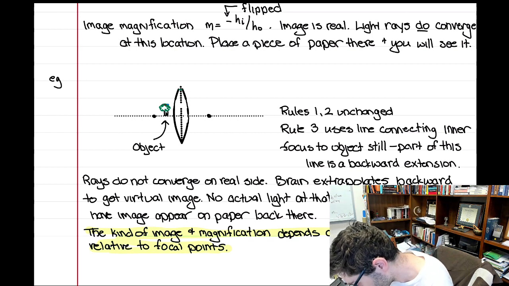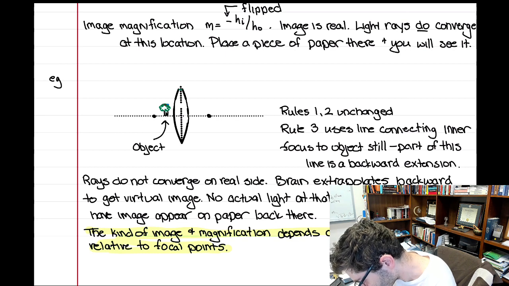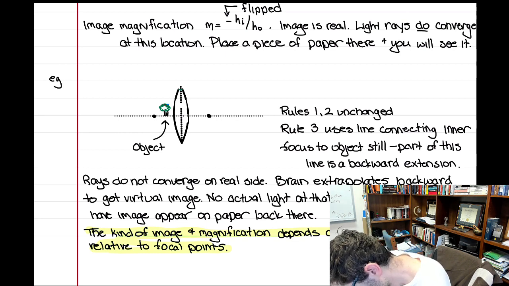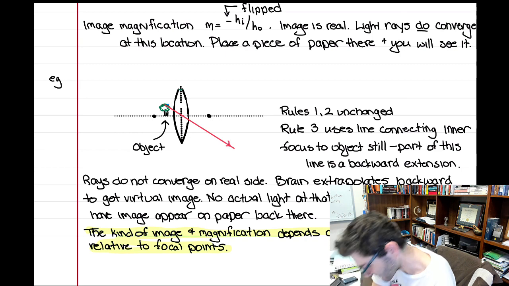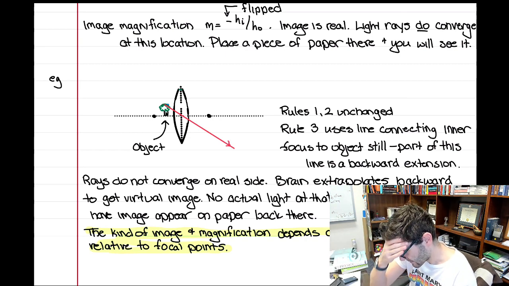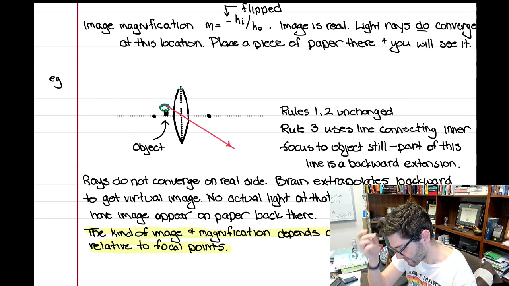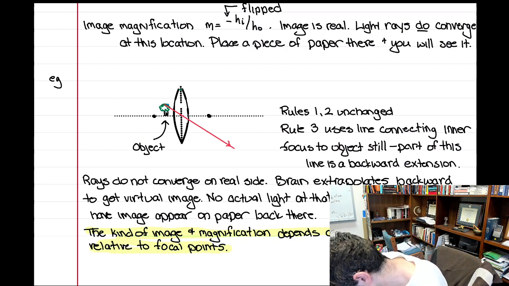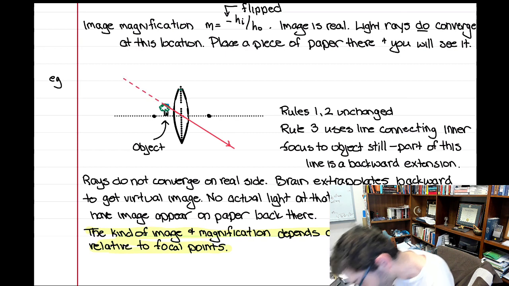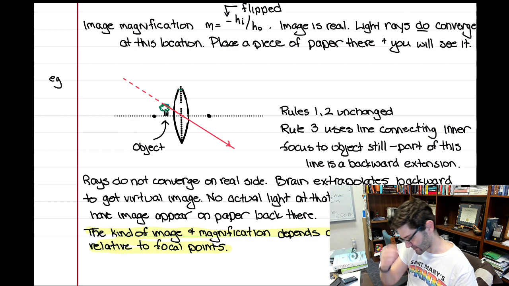So the nice thing about rule three is that it's unchanged. So if I go through the center, I come out unchanged. So I can do something like that. But I could also, I guess what the text is trying to say is I can also kind of backward extend it as well. So if I wanted to also go backwards, I could do that too. And I'll do that as a dashed line. It'll be obvious why I have to do that in a second.